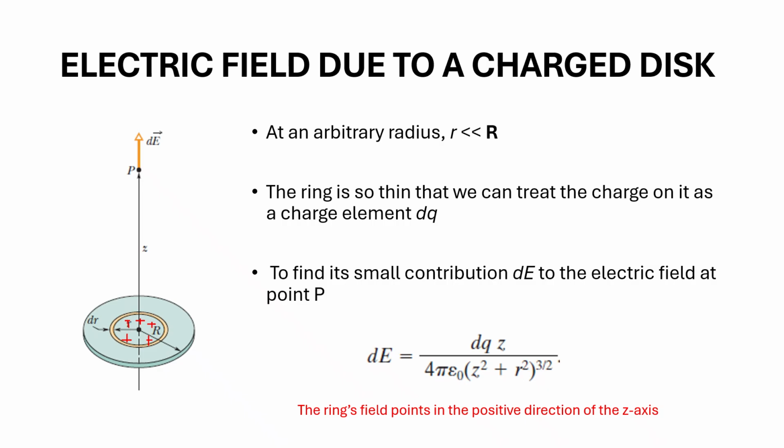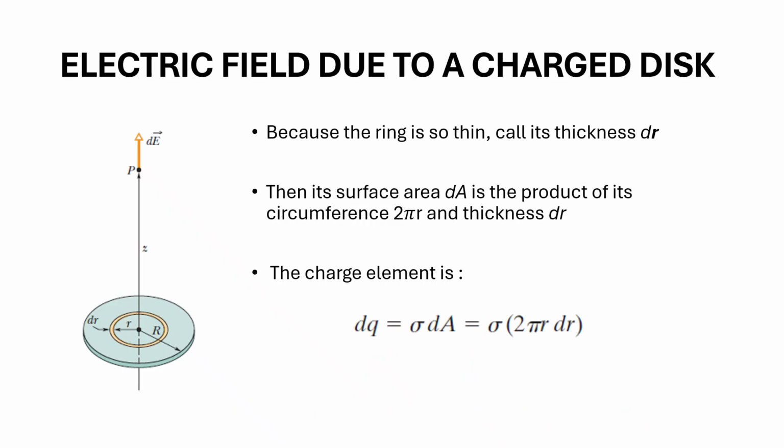Right now you have a distribution of charge which depends on the size of the surface, from this small radius r to this large radius R. Because the ring is so thin, we call its thickness dr. Then we try to find the charge element on the surface: dq equals the surface charge density, given by lambda, times dA. So I just put here that lambda is the surface density.